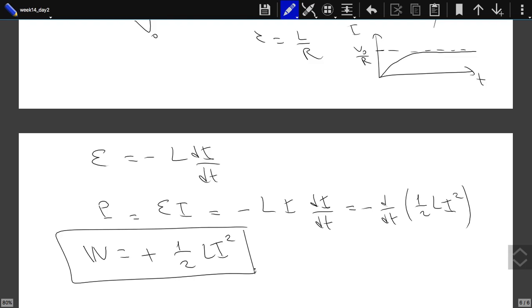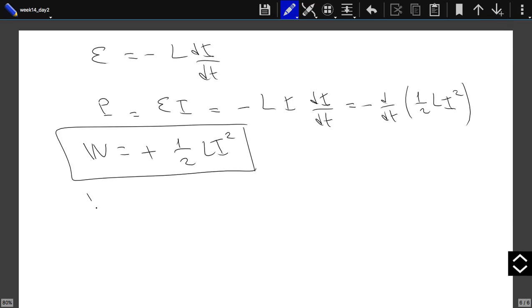So if you want to increase the current from 0 to some final value I, you know the power, just integrate it over time, and you get the total work done. If you integrate power over time, you get the work done. Now, this is the power of the inductor.